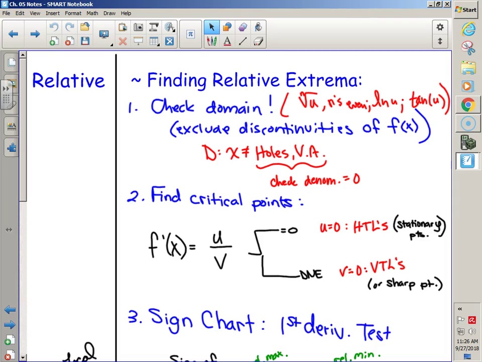Find critical numbers, aka take a derivative. As a fraction, do so. Horizontal tangent lines come from the numerator equaling 0. Vertical tangent lines come from the denominator equaling 0. Beware the ones that make it 0 over 0.